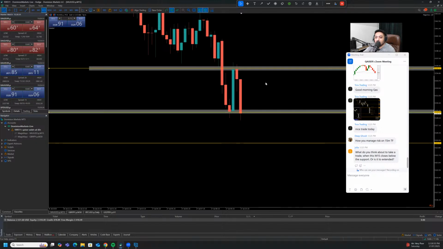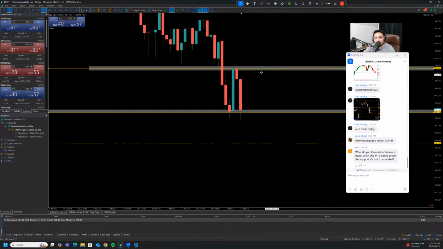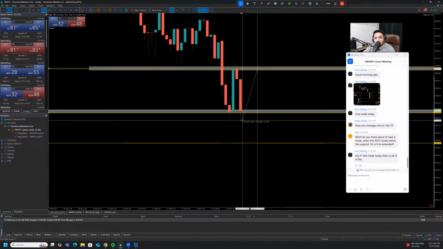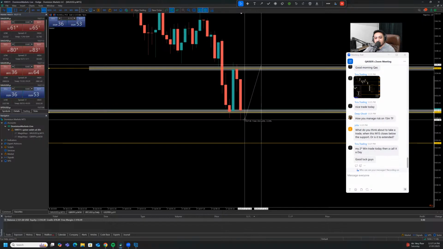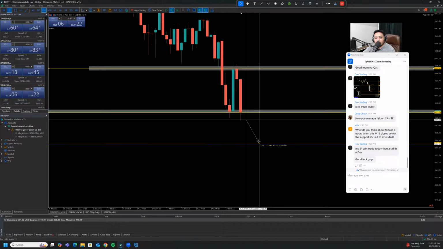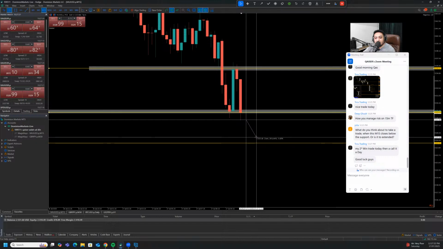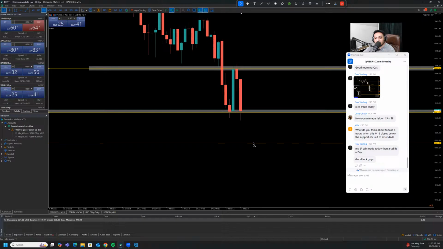What do you think about taking a trade when the 50-minute closes below the support, or is it too extended? It's actually too extended. Look at this one now, how much it just moved. It just moved like 80 pips. And what are you expecting if the candle closes below the support, will it move more? There's another support right after 26 or 30 pips, and where will you place the stop loss? I just need to ask where your stop loss will be.